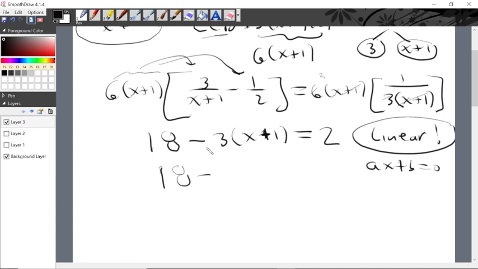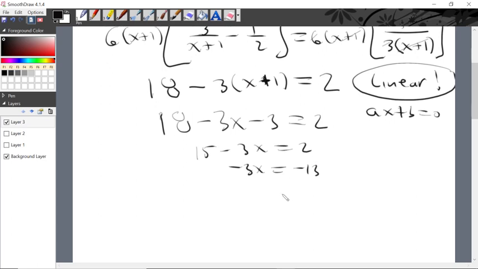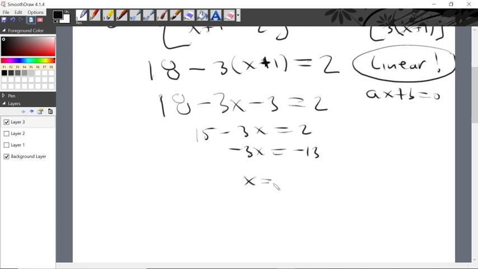Let's see what happens here. Distribute the -3, I get a -3x and a -3, and then equal to 2. 18 minus 3 is 15. 15 minus 3x is equal to 2. -3x is equal to -13, subtracting 15 from both sides. Divide by -3. x is equal to 13 over 3.